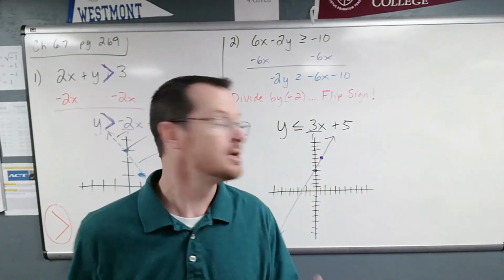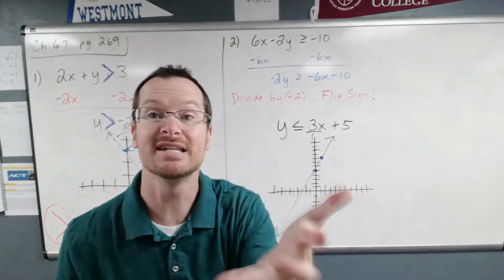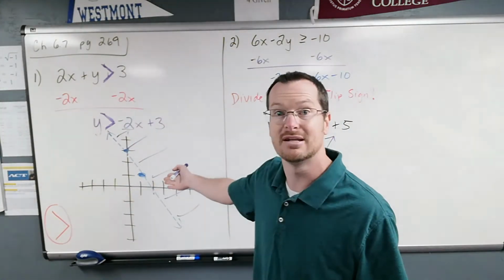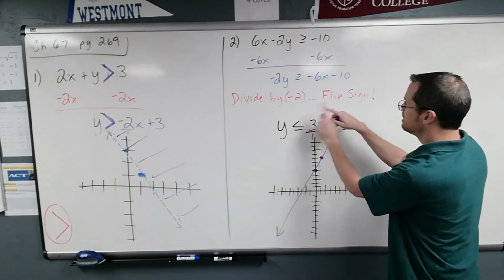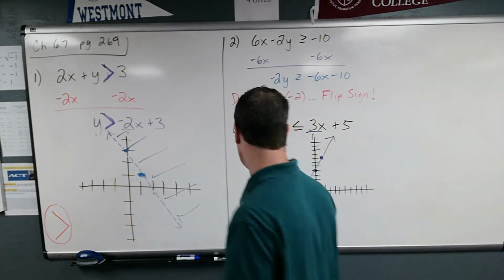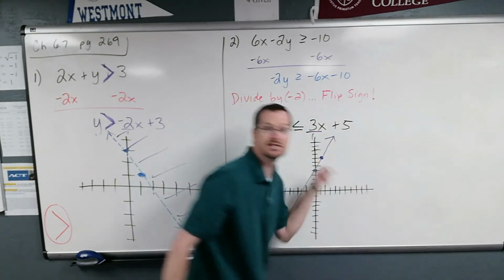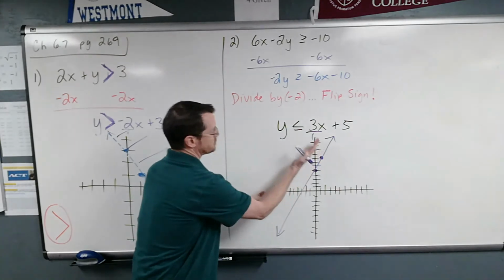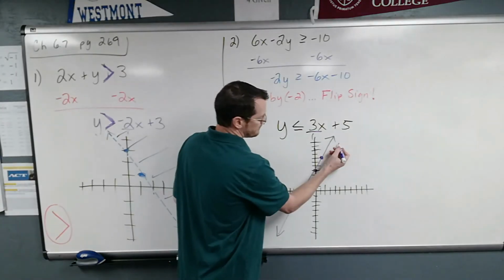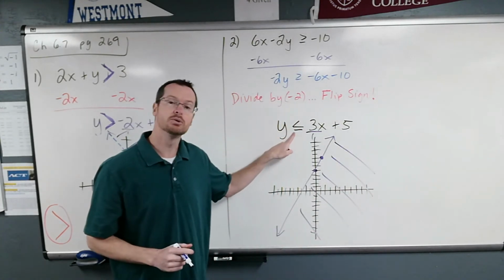But this time it says less than, so I want everything below the line, and it also has an equal to. So I don't want to leave it as a dotted line like that one. That's dotted because it didn't have the equal to. The fact that it has the equal to part right here, that's what makes it a solid line. So let's go ahead and shade this one. This direction would be less than, because that's what goes down. And this direction would be greater than, because that's what's going up in this case. So this is all the stuff less than it, and because it's equal to, that is a solid line.